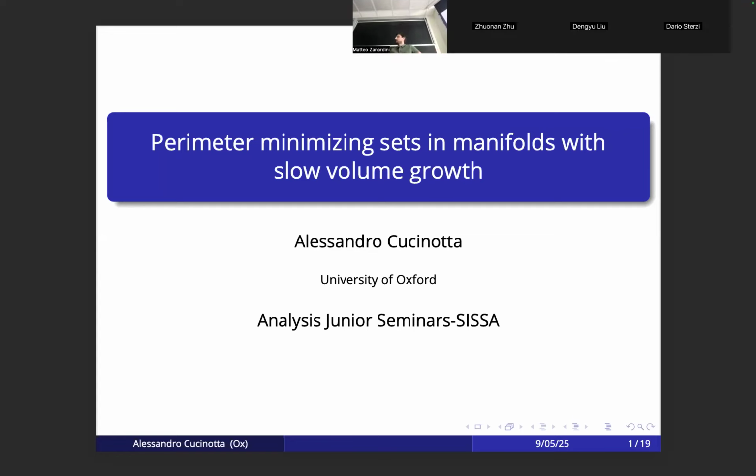Welcome everybody to the junior seminar. Today's speaker is Alessandro Cucinotta from Oxford University, and today's talk is about perimeter minimizing sets in manifolds with low volume growth. Okay. Thank you very much for the invitation. It's very nice to be back after a few years away. And as Matteo was saying, I'm going to tell you about perimeter minimizing sets in manifolds with low volume growth.